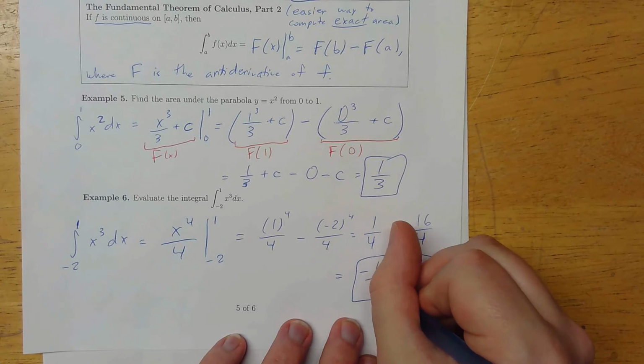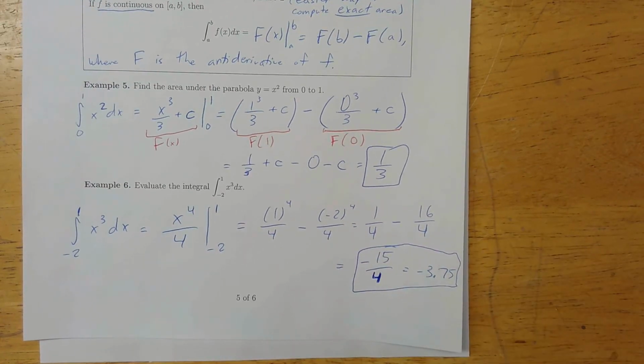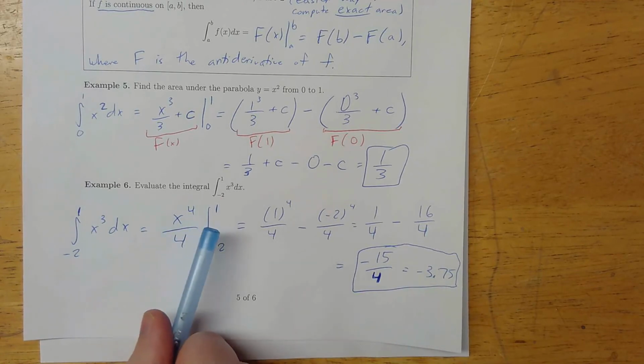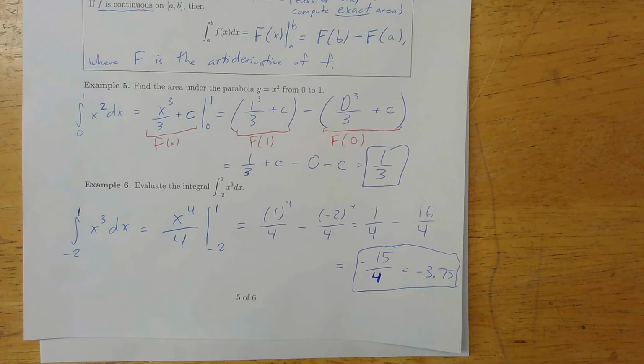Okay, so now we have a much easier way of trying to find these areas under the curve. And so here, when we're going from -2 to 1, and the function is x cubed, we're going to end up having more negative area, or area under the x-axis. This is why we end up with a negative value overall.